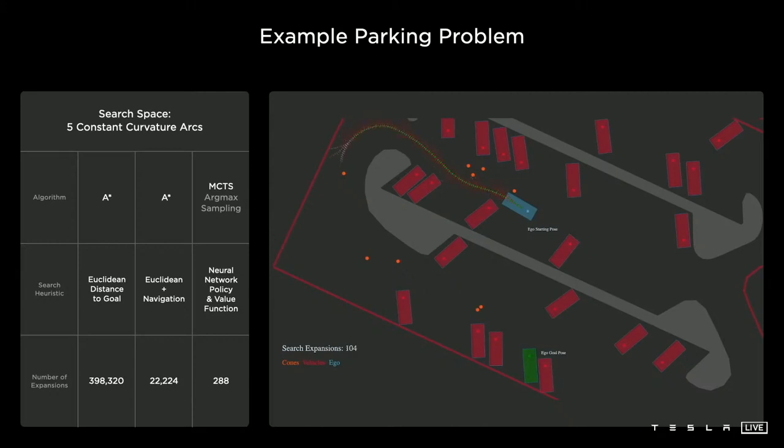The reason is that the neural network is able to absorb the global context of the scene and then produce a value function that effectively guides it towards the global minima as opposed to getting it stuck in any local minima. So this only takes 288 nodes and is several orders of magnitude less than what was done in the A-star with the Euclidean distance heuristic.